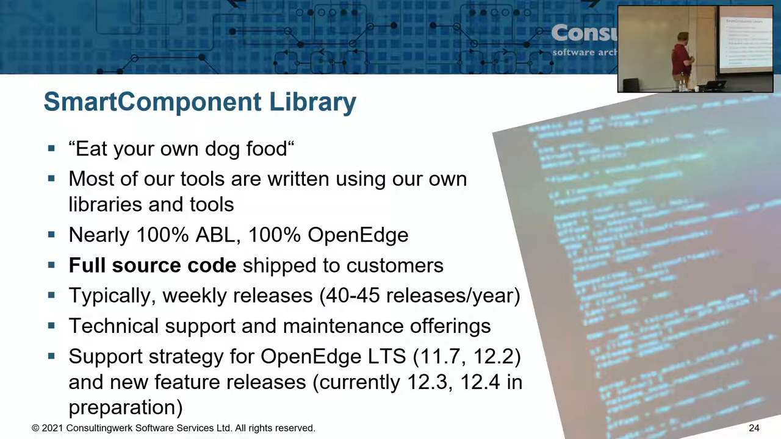Smart Component Library is written in ABL, so if we take the Angular UI aside, I think I need to count the lines there. I think we now have a noticeable amount of TypeScript code there. But for everything on the desktop and our tools, really the majority of that is ABL code. We ship the source code to our customers. We provide new releases almost weekly.